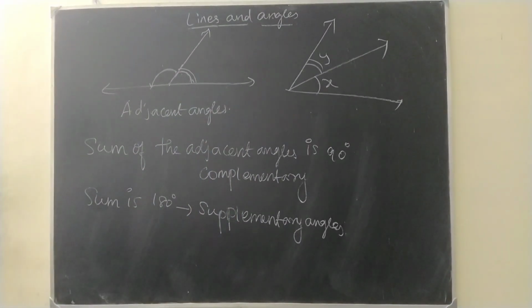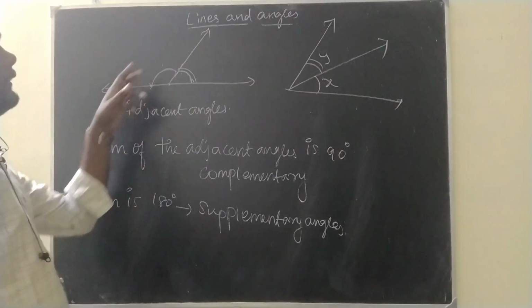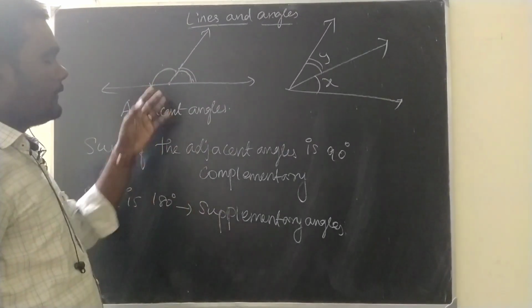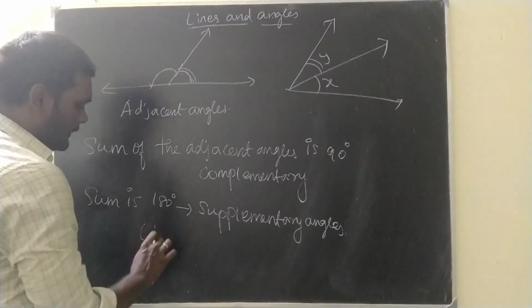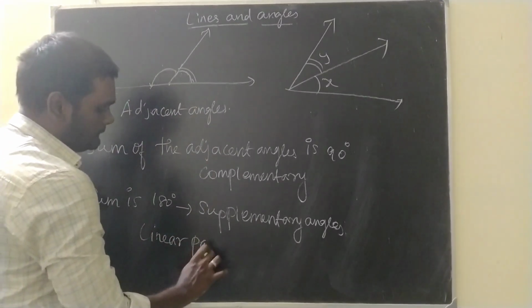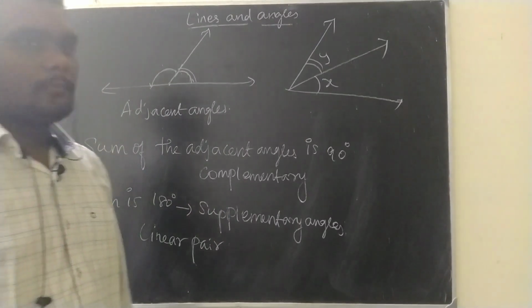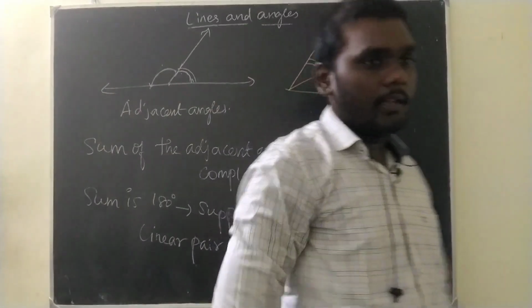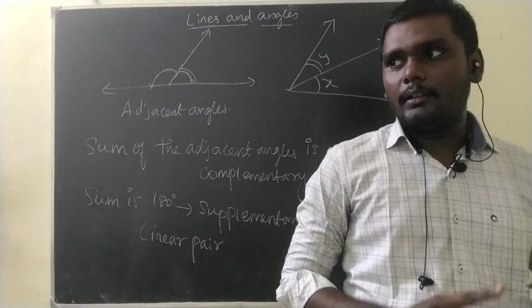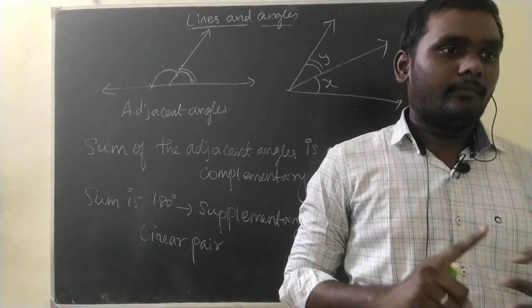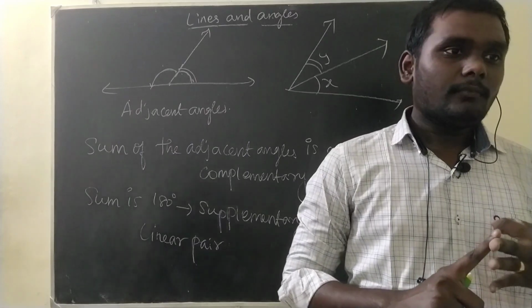Then this is called a linear pair. What pair? Linear pair. Okay. Clear?